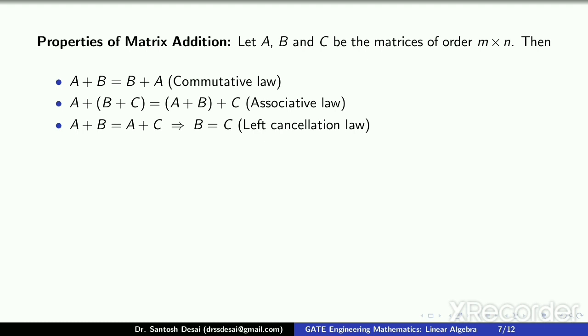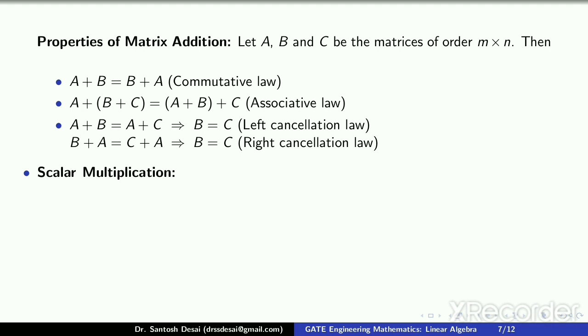If A plus B is equal to A plus C, then this gives B is equal to C. It is called left cancellation law. Similarly, if B plus A is equal to C plus A, this gives B is equal to C and it is called right cancellation law.